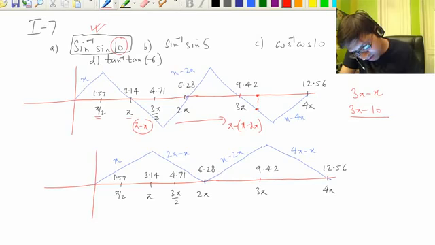Or I have made some mistake here. 10 will lie, 9.42, the midpoint is, no, 10 will lie here, that's fine.